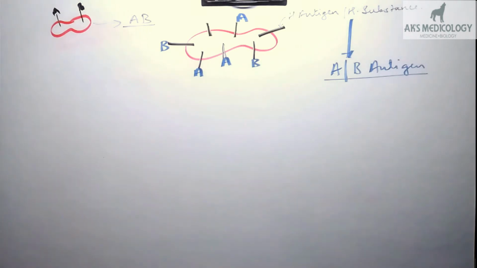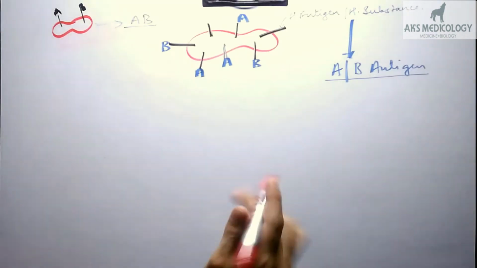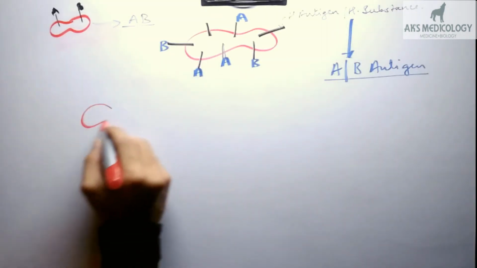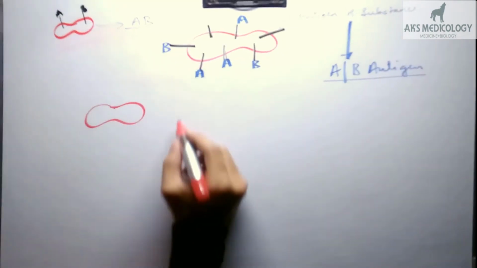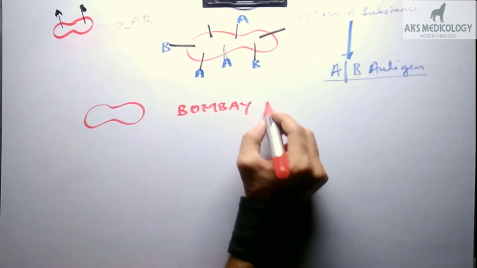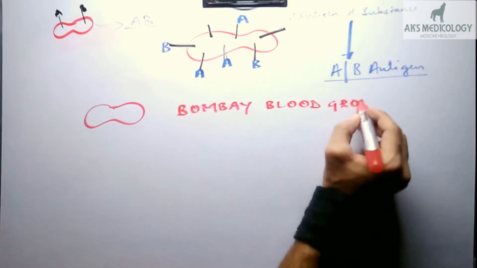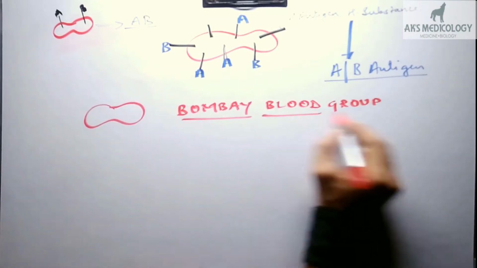What happens in Bombay blood group is these H antigens are completely absent. So, the RBC of an individual with Bombay blood group will have no antigen over its surface. It would lack all the antigens, including the most important H antigen.